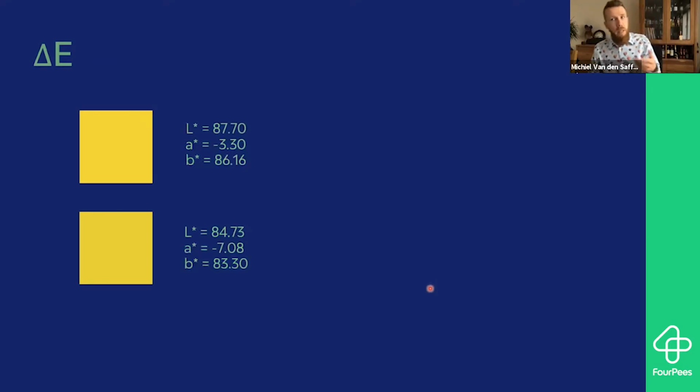Now, we've just seen how LAB is built. So let's look at these values. We see that the L value here is a bit lower, so this color is a bit darker. The A value is more in the negative, which makes it greener. And the B value is less, which makes it bluer. Okay, that gives us some information that this color is different in this way. Cool. But we still don't know how different they are.